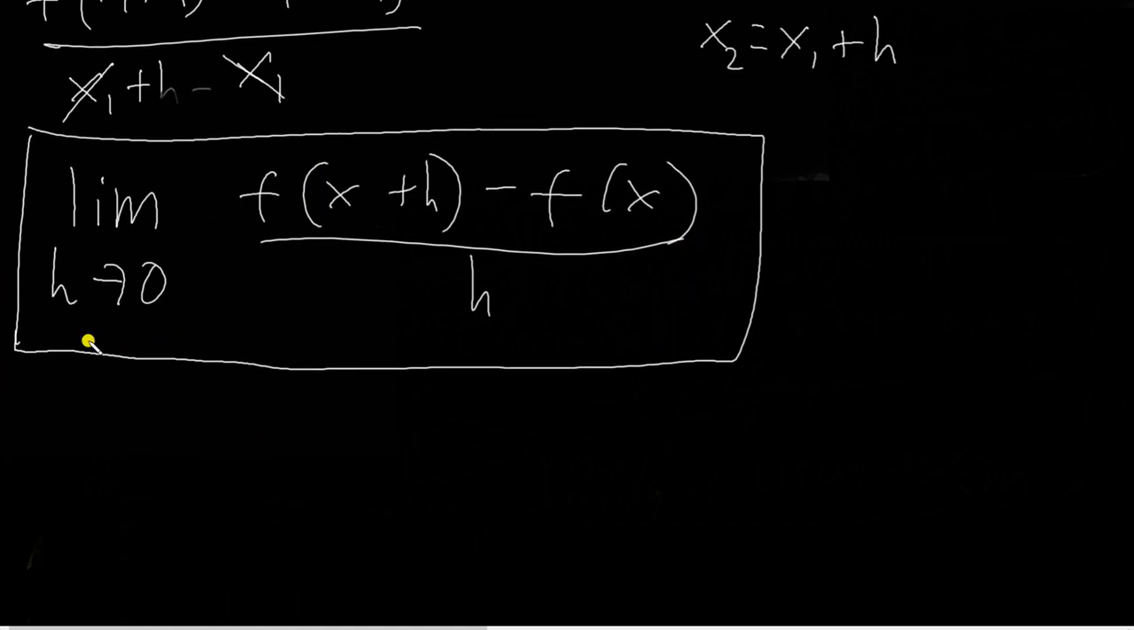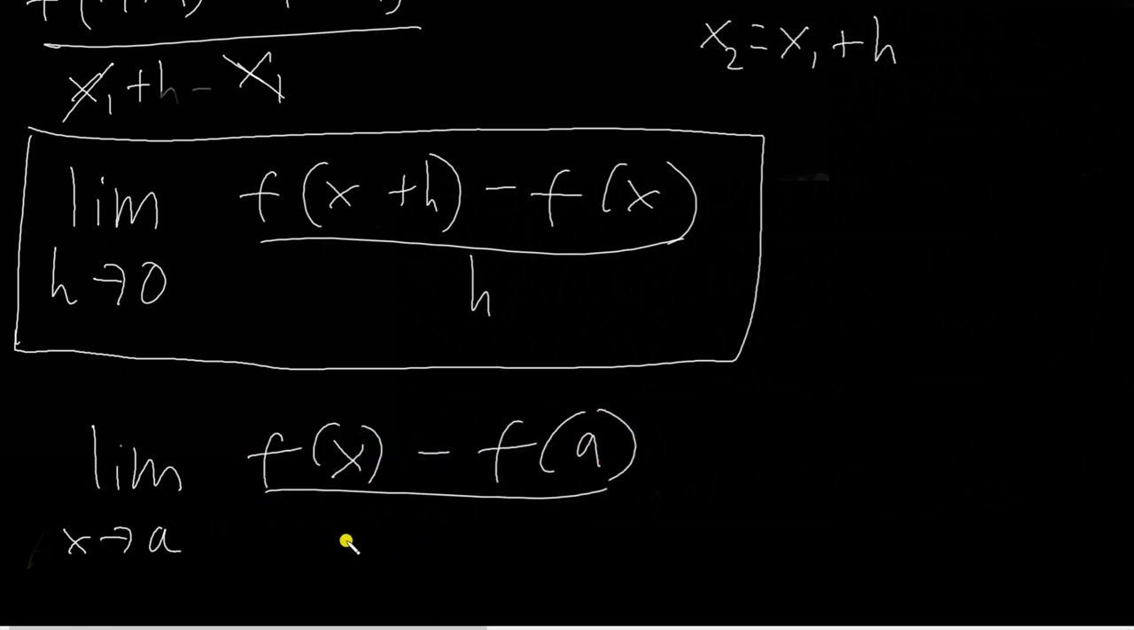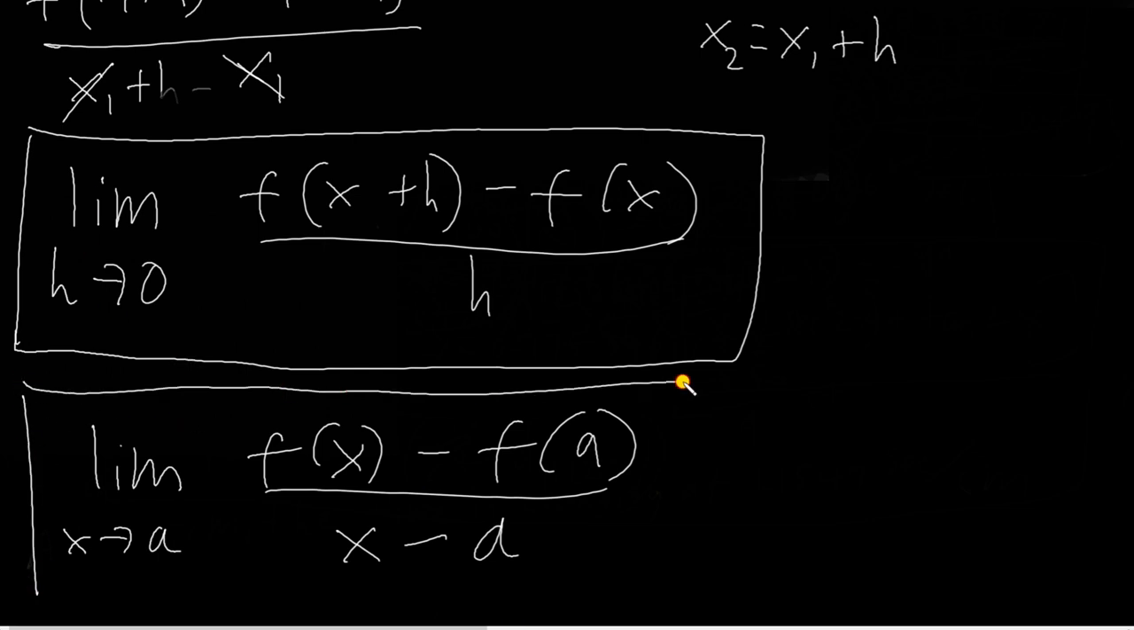You might also see it written like this: the limit as x approaches a of f of x minus f of a over x minus a. Where this comes from is if you have one point a and another point x, you're seeing what happens as x approaches a, as one of the points approaches the other point. This is the same thing. We're trying to find out what happens as the two points get closer and closer together, as the distance between them gets less and less. So these are the two forms you'll see for the limit definition of the derivative.